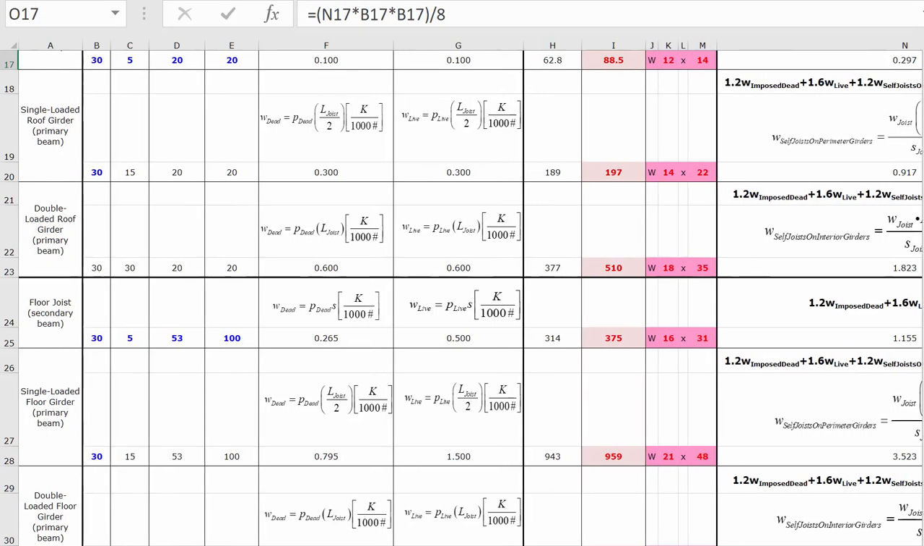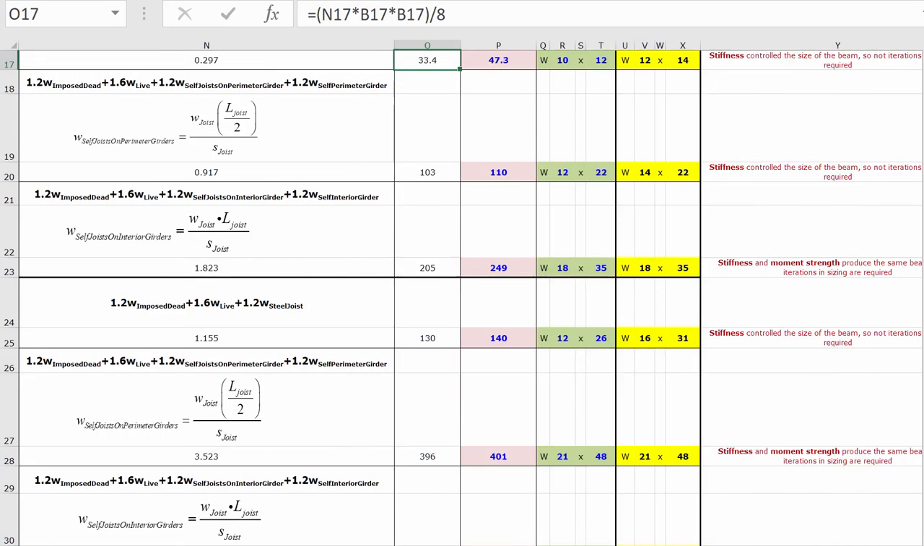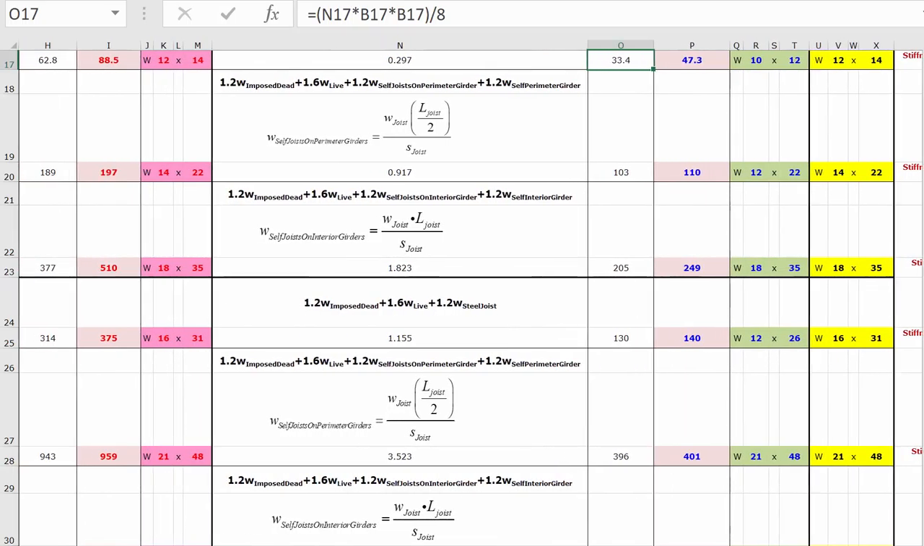The only difference is we had substantially different loads because we had, for example, a 20 pound per square foot dead load on the roof. In the floor we have 53. For the roof we had a live load of 20 pounds a square foot. In the floor it's 100 pounds per square foot. But all the calculations are carried out in the same way. And so we arrive at some sizes.